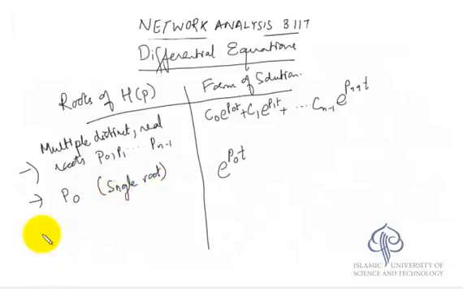If we have multiple roots, but they have multiplicity, they are the same in the sense that they have a multiplicity k.